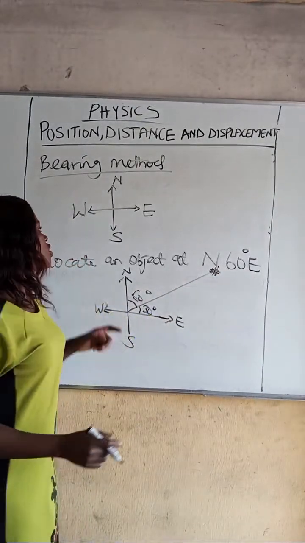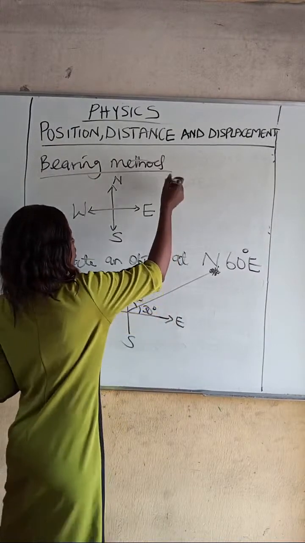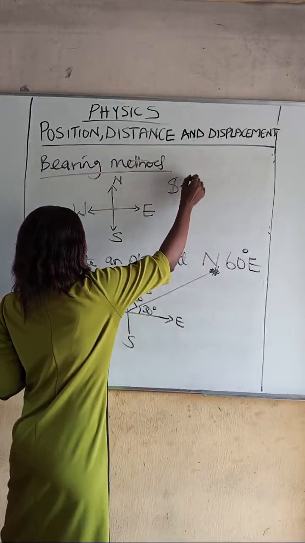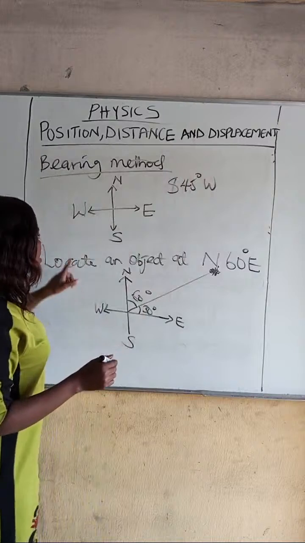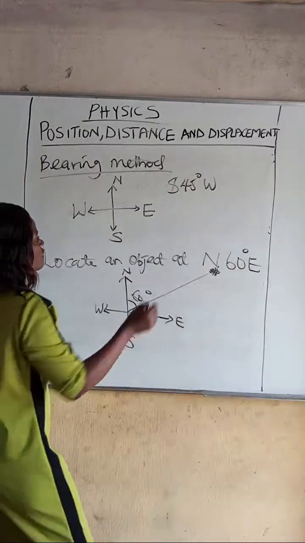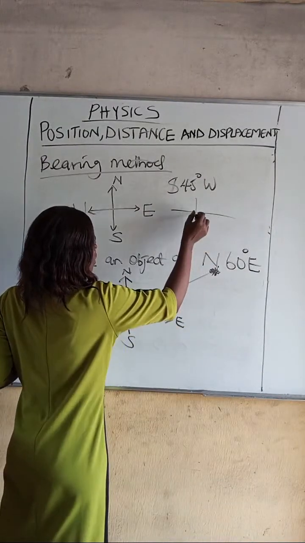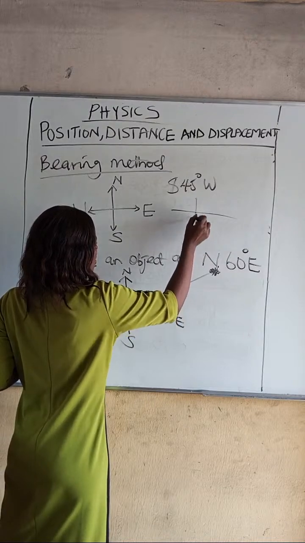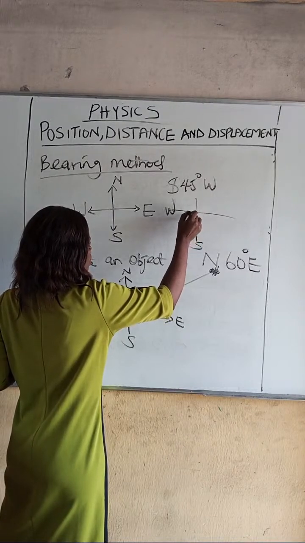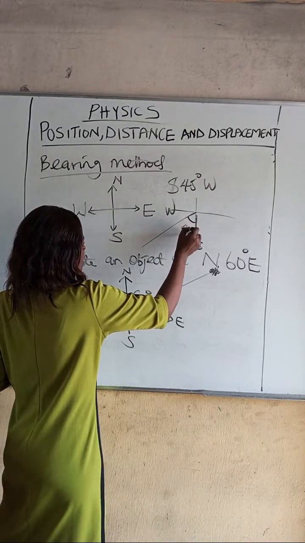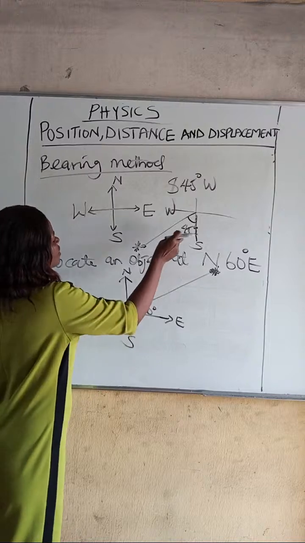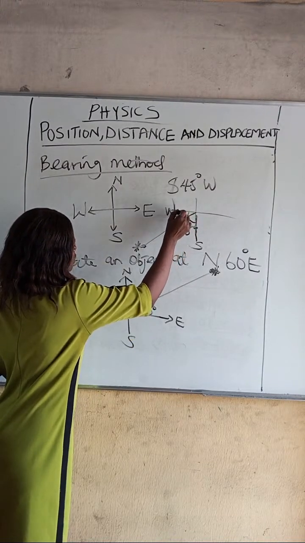Do you understand? For example, if the angle given for an object is south 45 degrees west, it means I'm working with south and west. So if you draw your 4 cardinal points, you start with south, then west, and you go this way. Measure 45 degrees. This is where the object is located. Do you understand? And if here is 45 degrees, here is also left with 45 degrees.